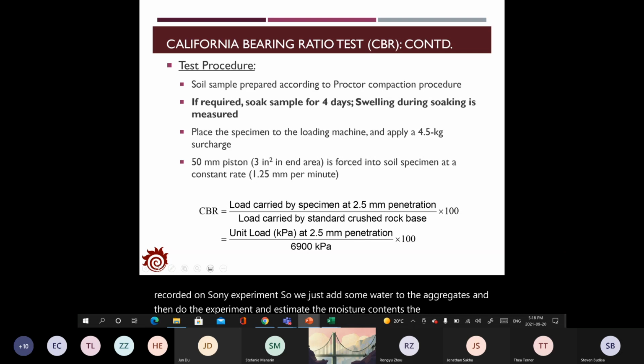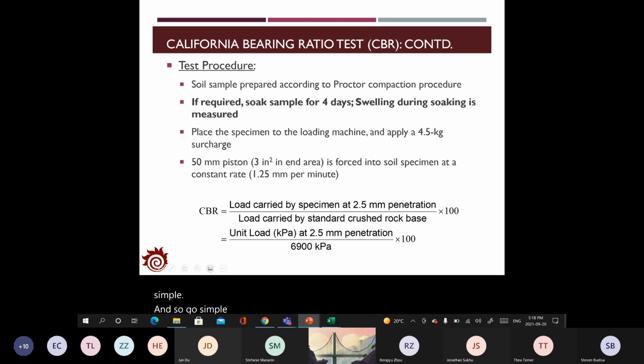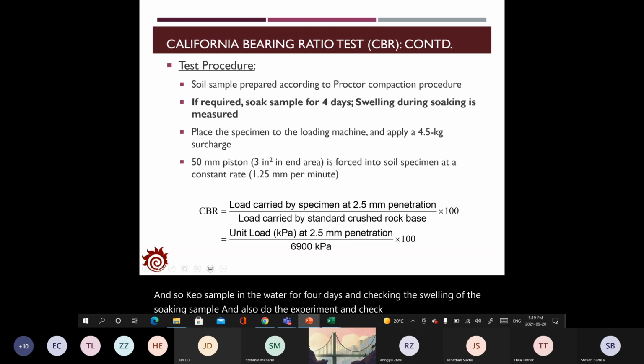The other one is the soaking experiment. In that experiment, you have to prepare the sample and soak your sample in water for 4 days, check the swelling of the soaked sample, and also do the experiment and check the CBR values for the soaked sample. And once you have the sample prepared, you need to put the sample in the loading machine and apply a 4.5 kilogram surcharge to represent the load from the upper layers.